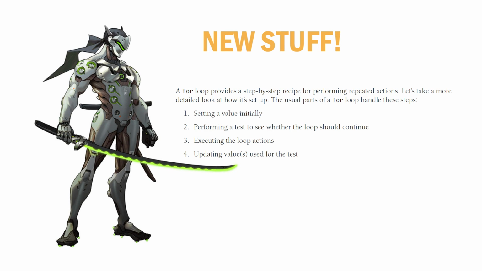So a for loop is basically just another type of loop, but it's kind of a step-by-step recipe for how many times you want to loop. And there's 4 pieces to a for loop. You set a value initially. You perform a test to see whether the loop should continue. You do whatever the loop says, and then you update the values that are used by that loop.